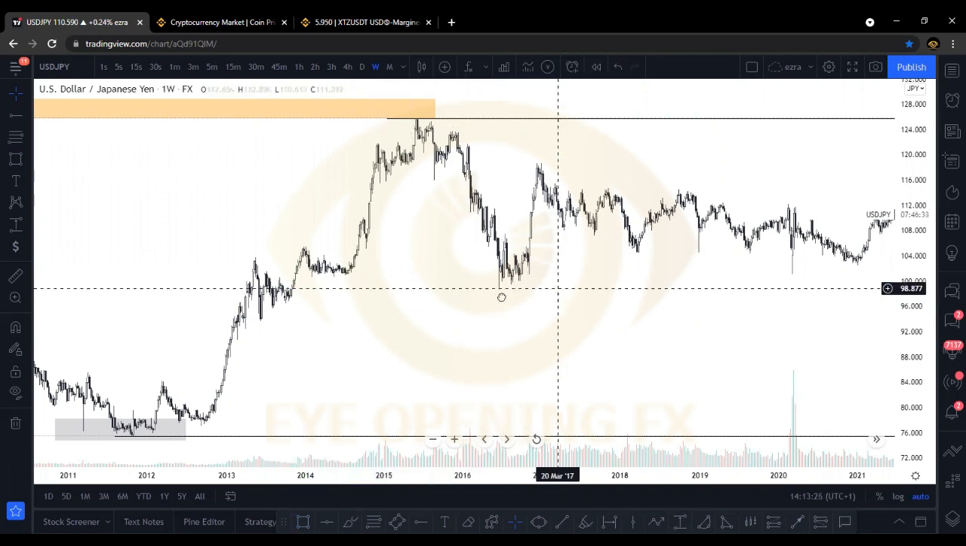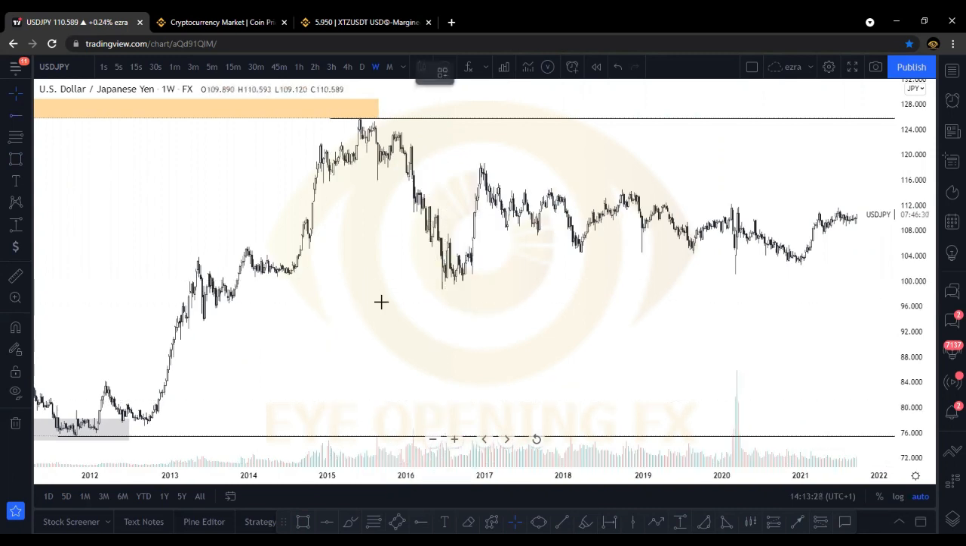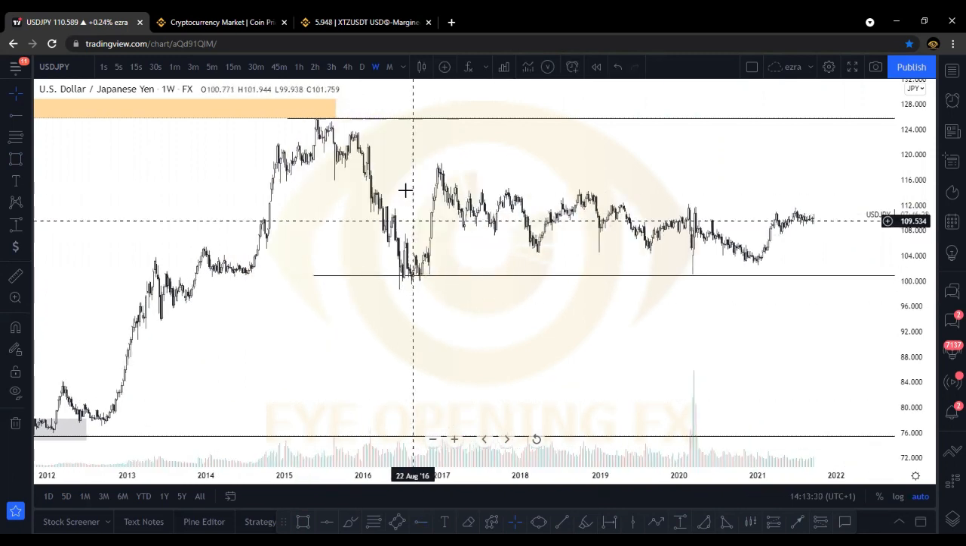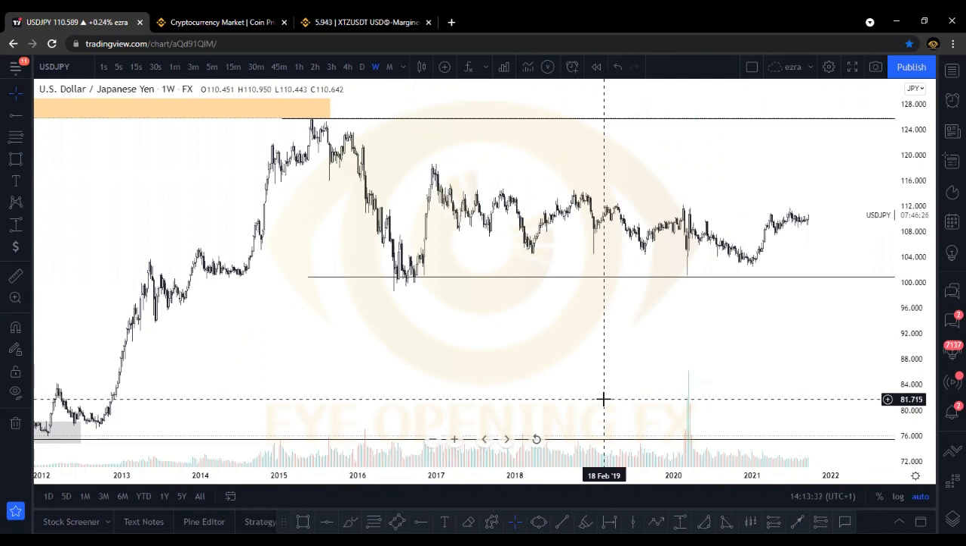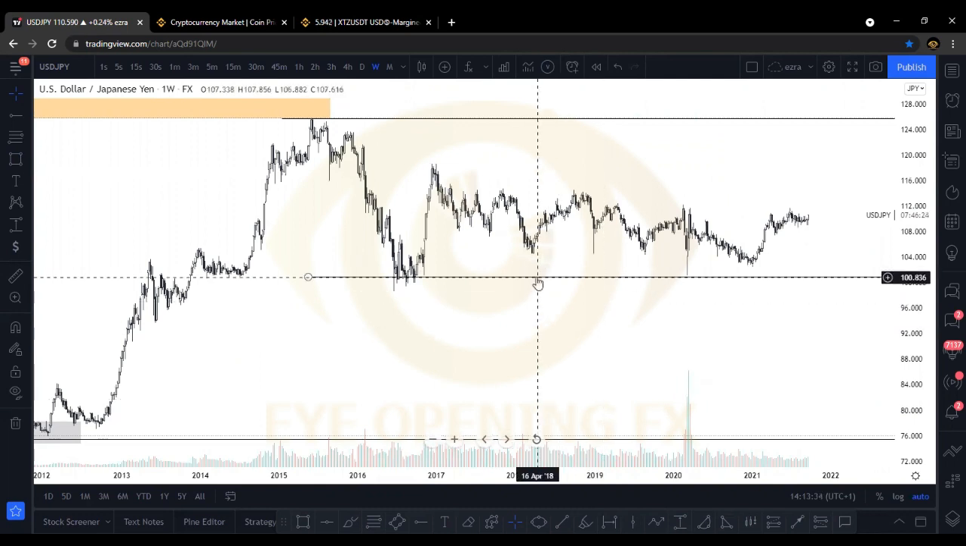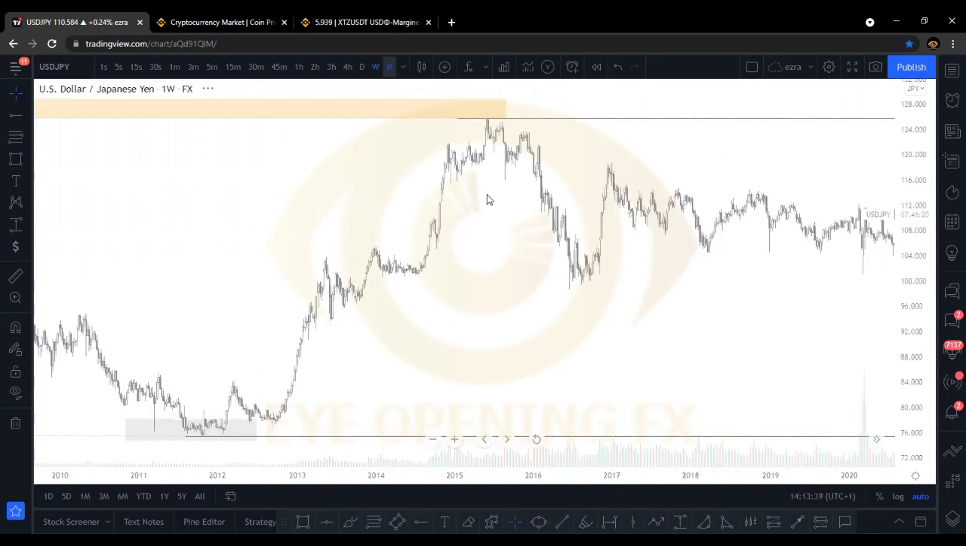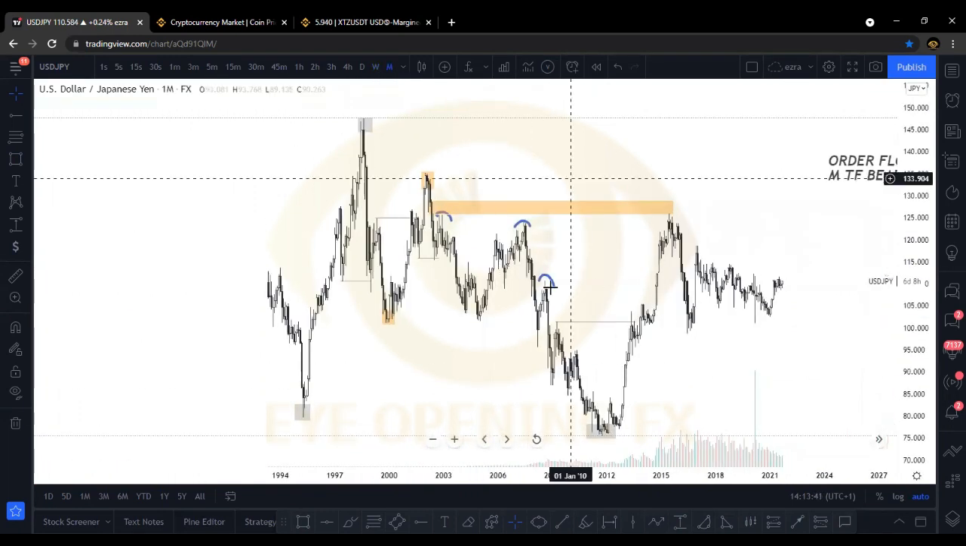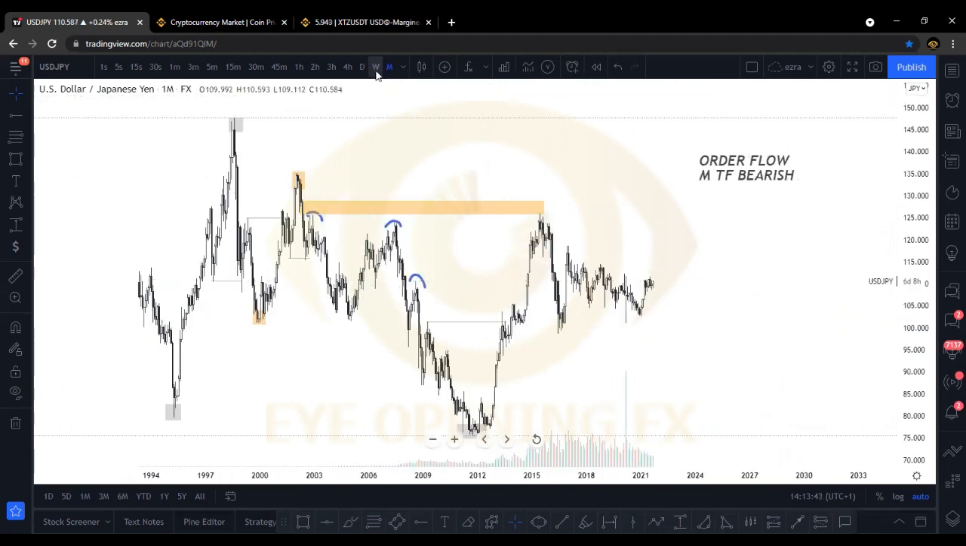Because the market has gone to 50% of the range, this shows that we are bearish on this time frame. So order flow on this weekly time frame and the monthly time frame is bearish.